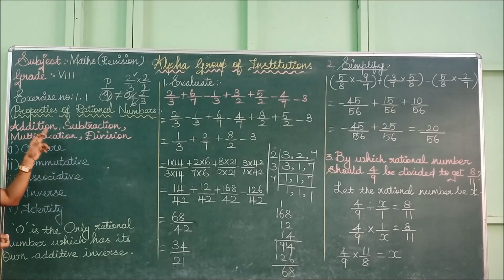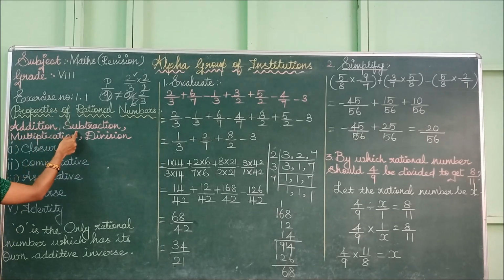So listen to the properties of rational numbers. What are the properties? The properties are closure, commutative, associative, inverse, and at last identity. So listen carefully. What are the properties of rational numbers? Closure, commutative, associative, inverse and identity. The 4 basic operations in mathematics are addition, subtraction, multiplication, and at last division. So we have to check each and every one. So for addition, is the given set closed under addition or not?